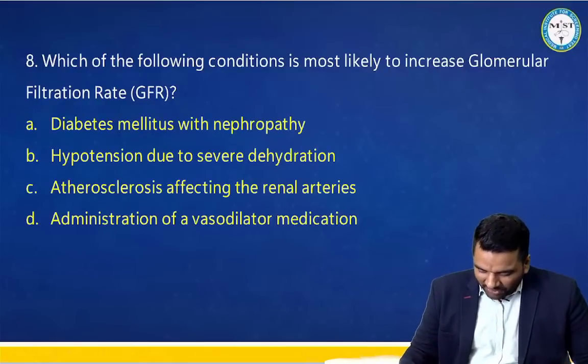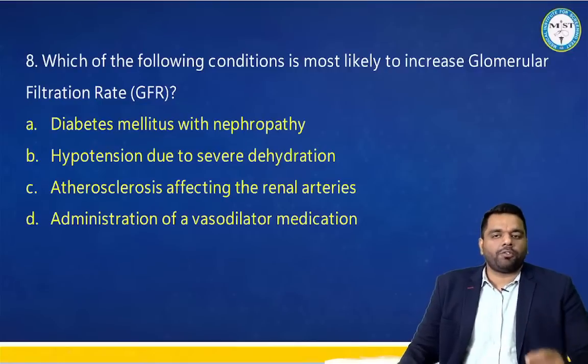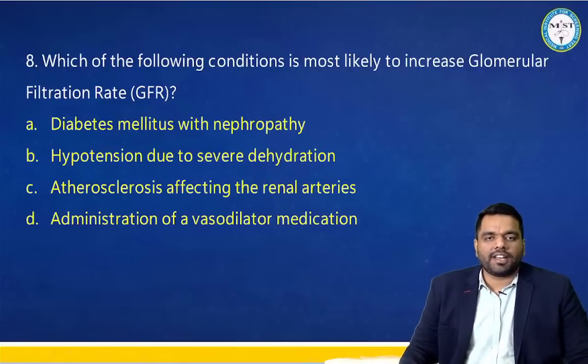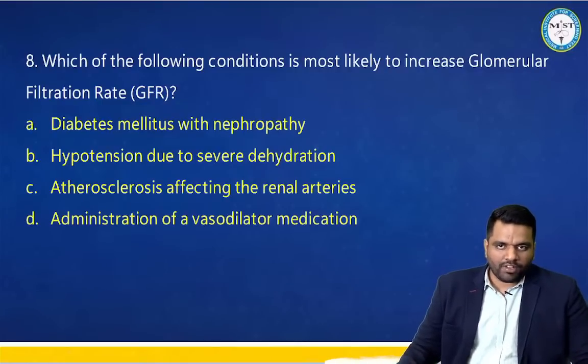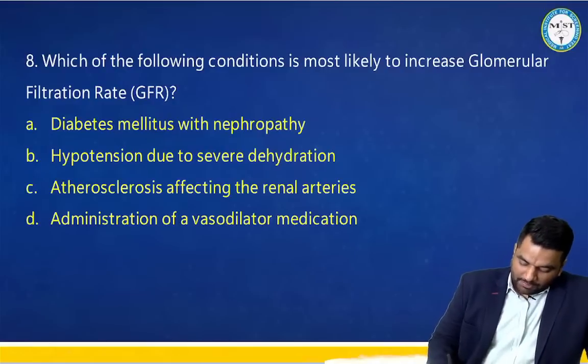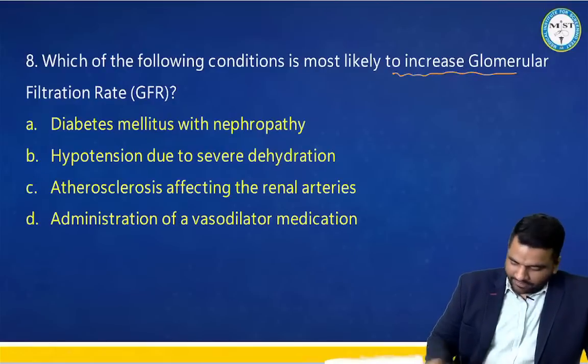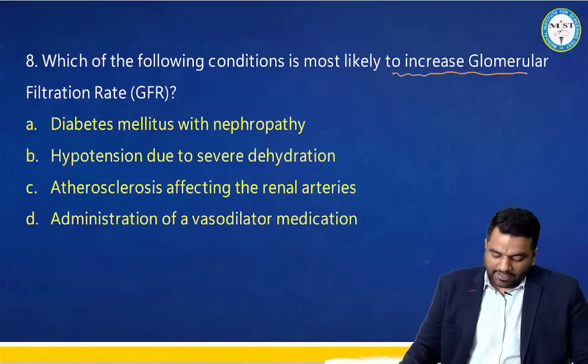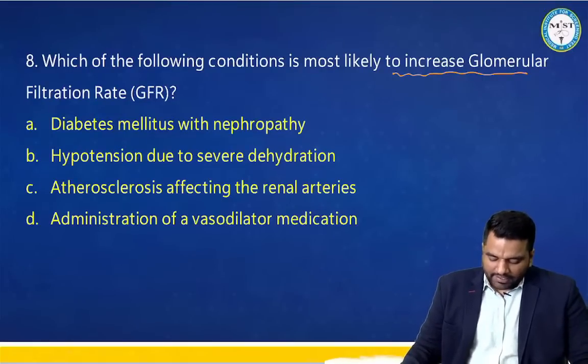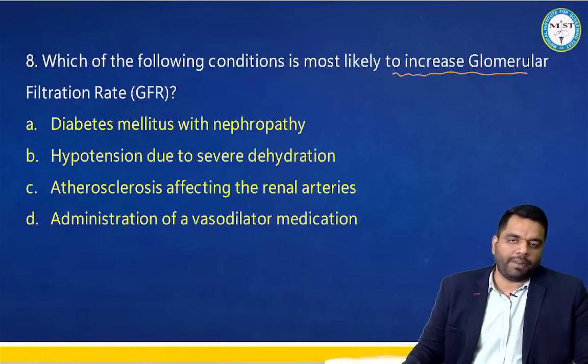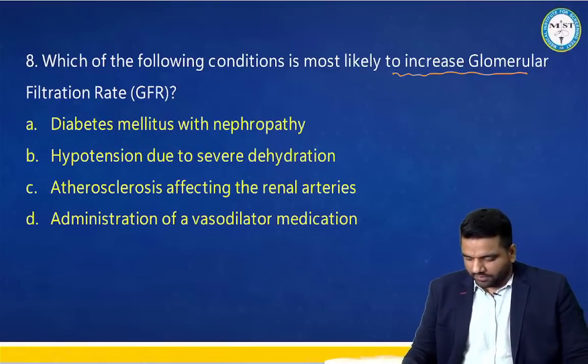So now please answer question number 8. Which of the following conditions is most likely to increase the GFR? Option A is diabetes mellitus with nephropathy. Option B, hypotension due to severe dehydration. Option C, atherosclerosis affecting the renal arteries. And option D, the administration of vasodilator medications. Please answer me.